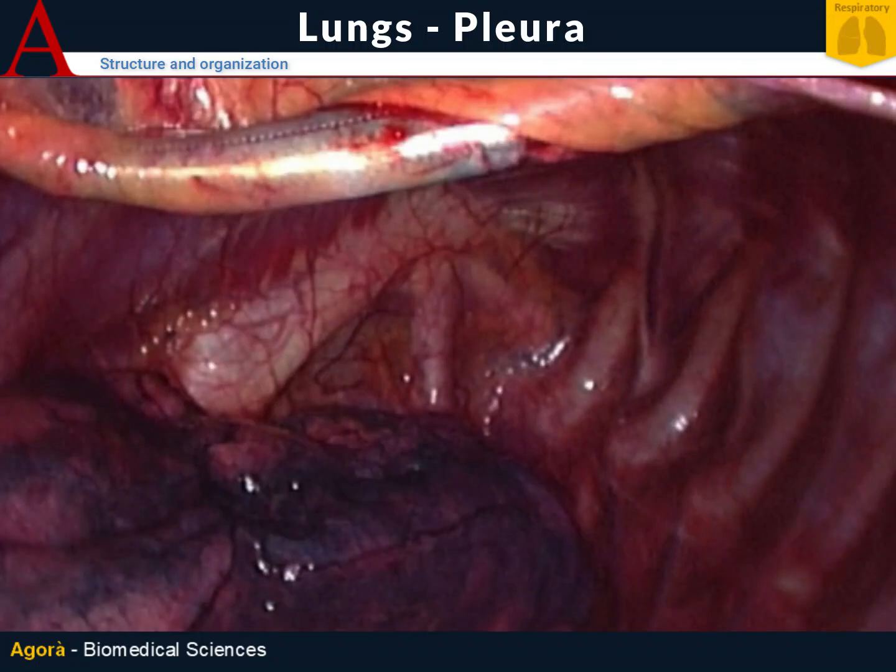The visceral pleura, which we see here on the bottom left, adheres closely to the lung and follows it in the pulmonary interlobar fissures. At the level of the hilum, it covers the part of the pulmonary plexus and then continues into the parietal pleura. It is difficult to separate the visceral pleura from the lung other than by dissection.